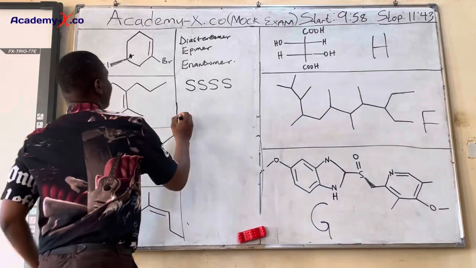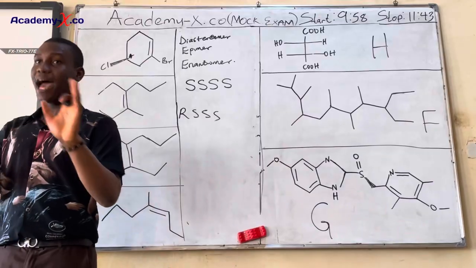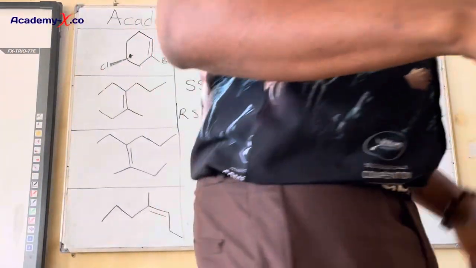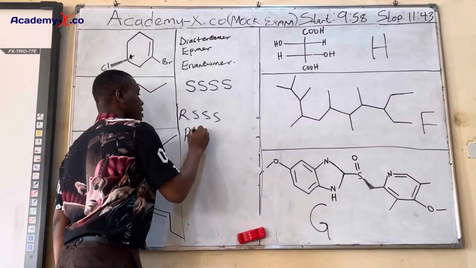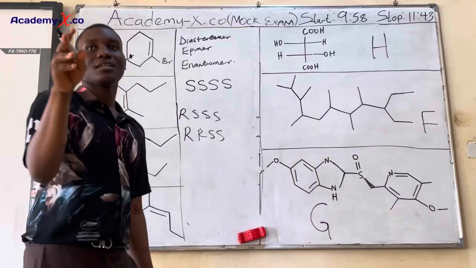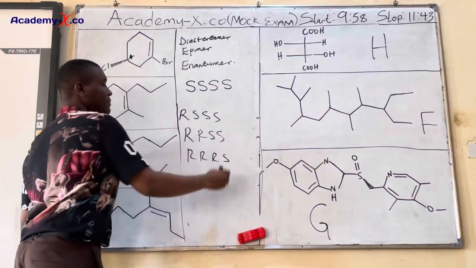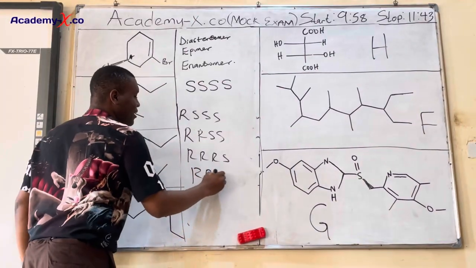R, S, S, S. Thank you. I'll be asking one by one. Everybody will give me. You say R, S, S, S. R, R, S, S. Thank you. R, R, R, S. R, R, R, R. Is it correct?